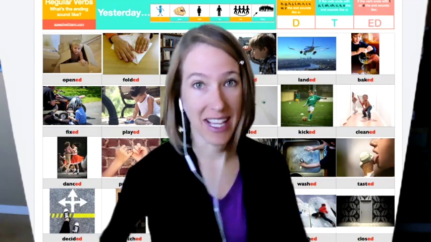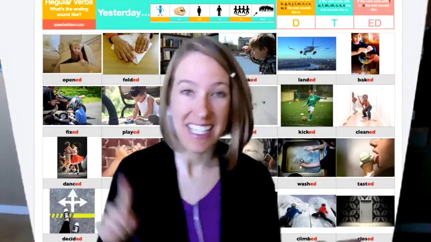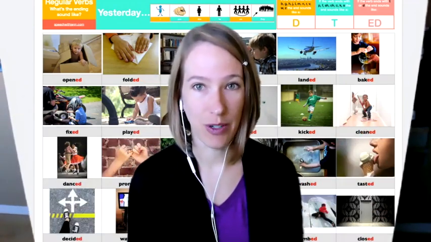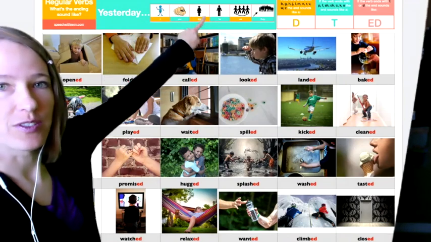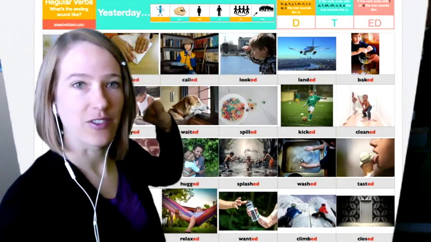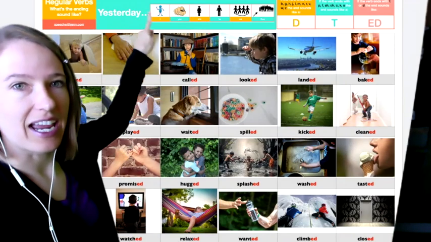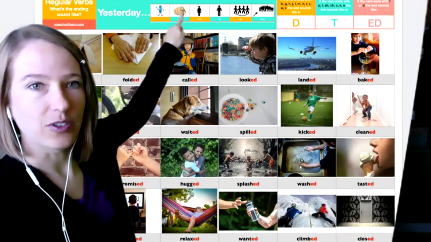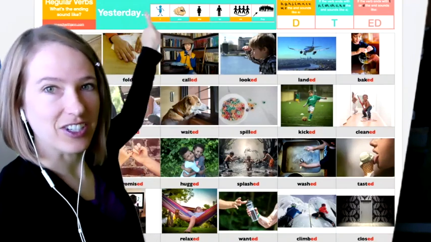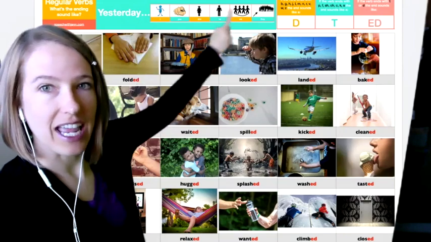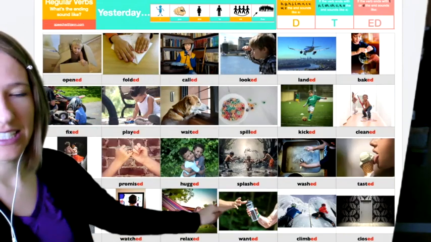Remember, a verb is an action word, so that might mean things like run, jump, dance, all of those would be action words. Remember, when we use verbs, we need to have a person who is doing the action or a thing that's doing the action. So our prompt up top is going to be yesterday I, yesterday you, yesterday she, yesterday he, yesterday we, or yesterday they. You're going to use these pictures down here to make sentences.